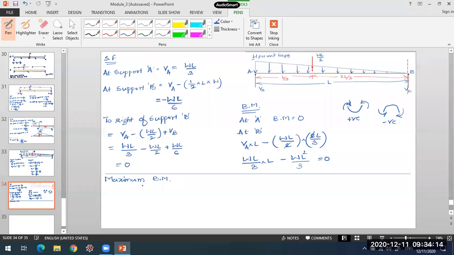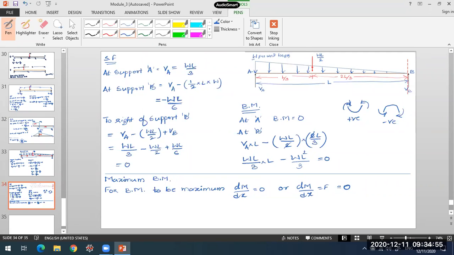So maximum bending moment has to be calculated. So what we have for bending moment to be maximum, we have written these conditions before also. We have dM by dx to be equal to 0, or in other words, dM by dx is nothing but equal to the shear force at the point. So that should come out to 0. Shear force should be 0.